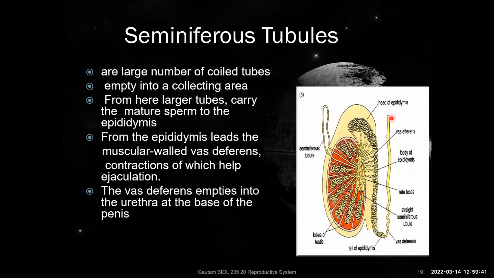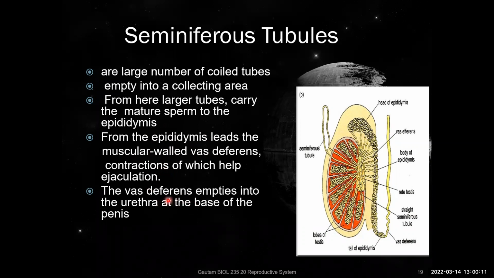you'll have the addition of seminal fluid. And so then you have the mixture of sperm and seminal fluid together. They're then called semen. That semen then is going to enter into the urethra, which is then going to exit from the penis. Okay. The contractions of the smooth muscles of the muscular walled vas deferens are what's going to help with ejaculation.